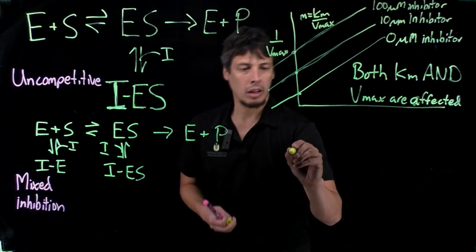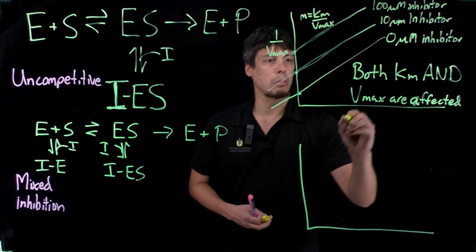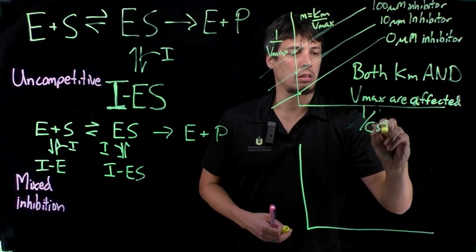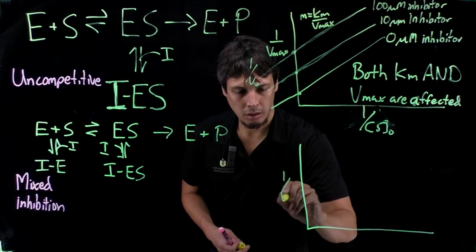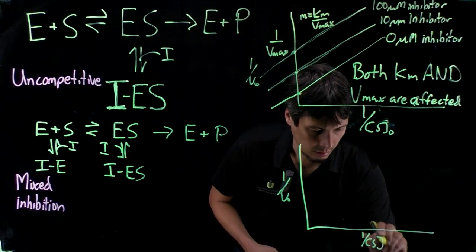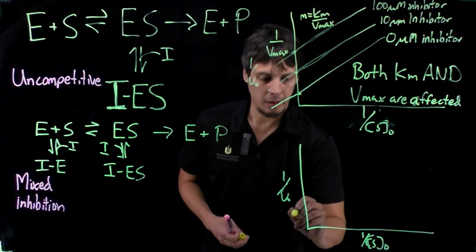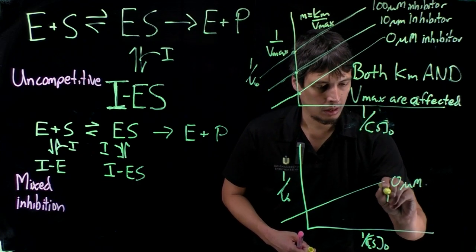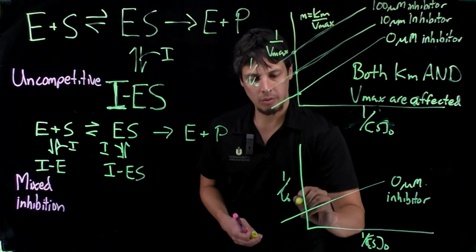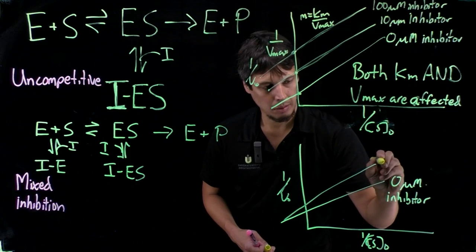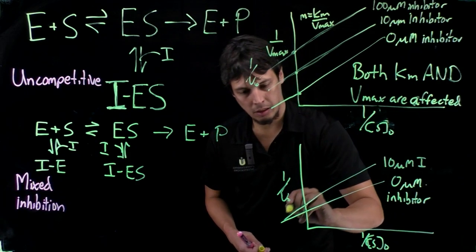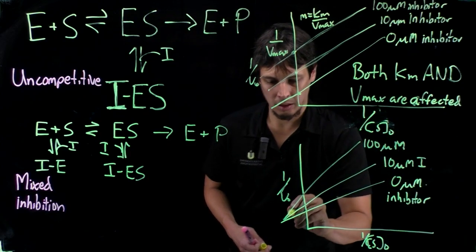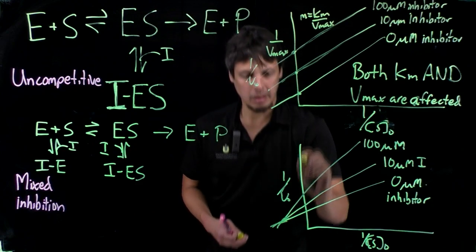So this is mixed inhibition, and in this case, what we see, if we look at our Lineweaver-Burk plots, this is 1 over S naught, 1 over V naught, same over here. Running out of space here. And so if this is 0 micromolar inhibitor, what we might see is something like this, where we get convergence to a point that's not on the y-axis.